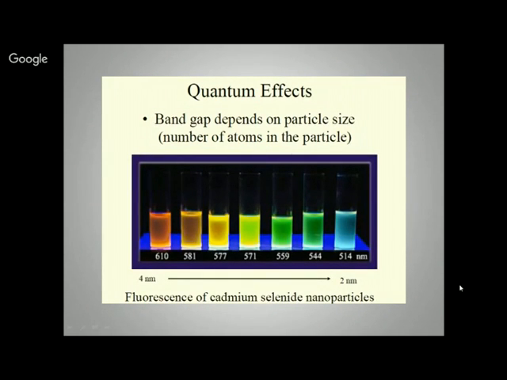This is a slide describing cadmium selenide nanoparticles. In this photograph, along the x-axis, you can see the size of the particles dispersed in some solvent, varying from 4 nanometer to 2 nanometer. When UV light falls on the dispersion of these nanoparticles in the solvent, they show different colors. This is because of the size: the smaller the size, the different the colors, and that is related to the quantum confinement effect.